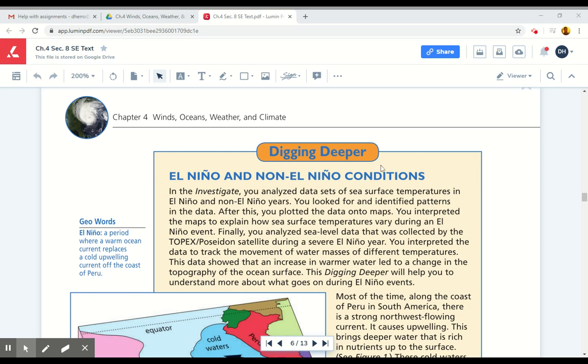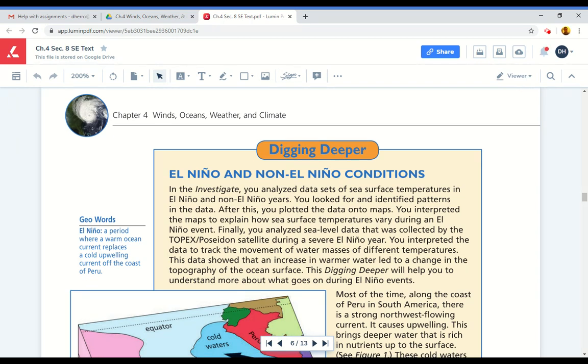Section 8: El Niño and Ocean Circulation. Digging deeper. El Niño and non-El Niño conditions. In the Investigate, you analyze data sets of sea surface temperatures in El Niño and non-El Niño years.